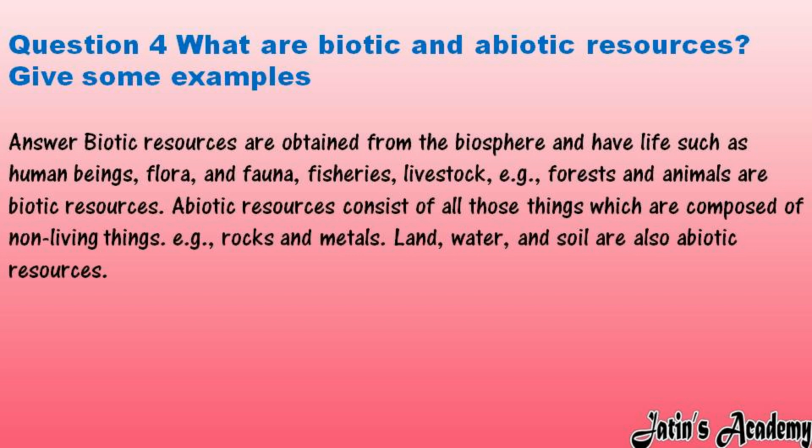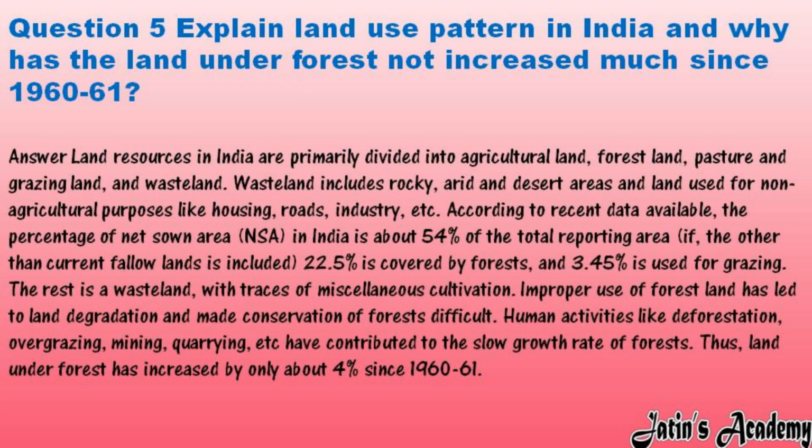Give some examples. Answer. Biotic resources are obtained from the biosphere and have life such as human beings, flora and fauna, fisheries, livestock. Example, forests and animals are biotic resources. Abiotic resources consist of all those things which are composed of non-living things. Example, rocks and metals. Land, water, and soil are also abiotic resources.